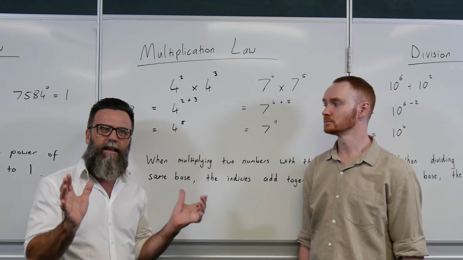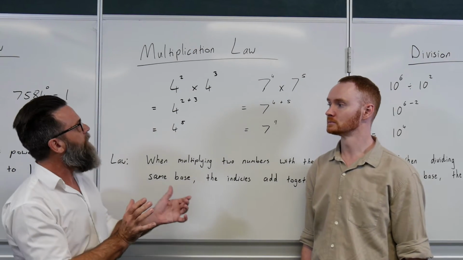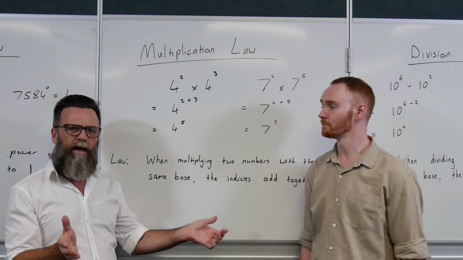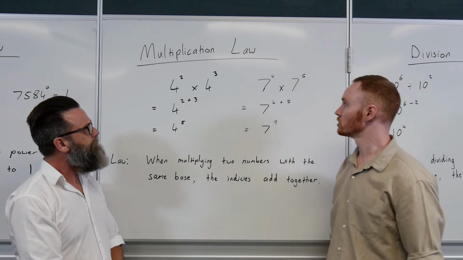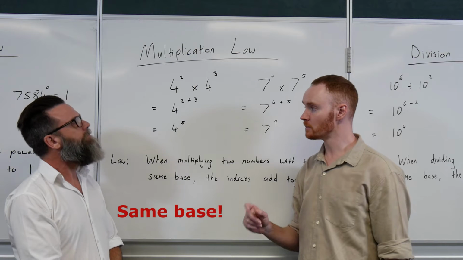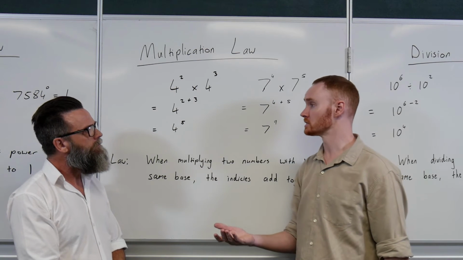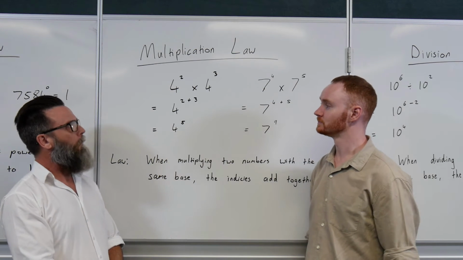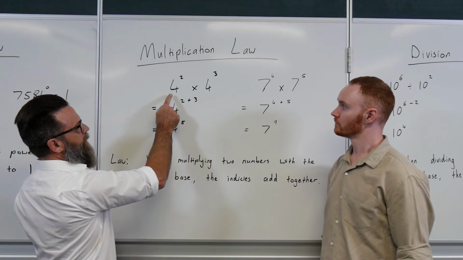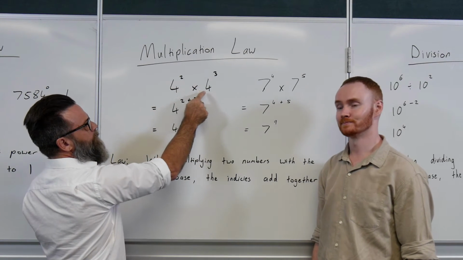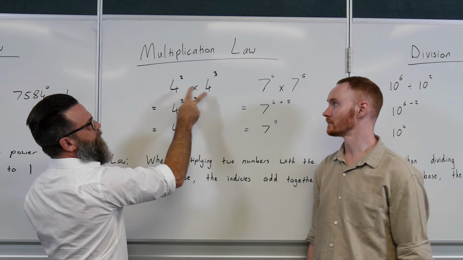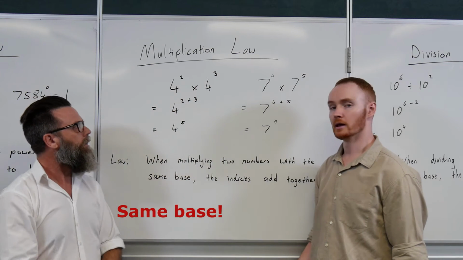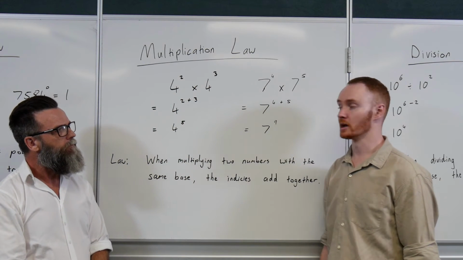The second index law that we've got, Mr. Savage, is the multiplication law. That's right. How does that one work? That's when we have 2 numbers that have the same base, but they could have different or the same indices, and they multiply together. For example, 4 to the power of 2 multiplied by 4 to the power of 3. They're both base 4. Exactly. As long as they've got the same base, we can use the multiplication law.